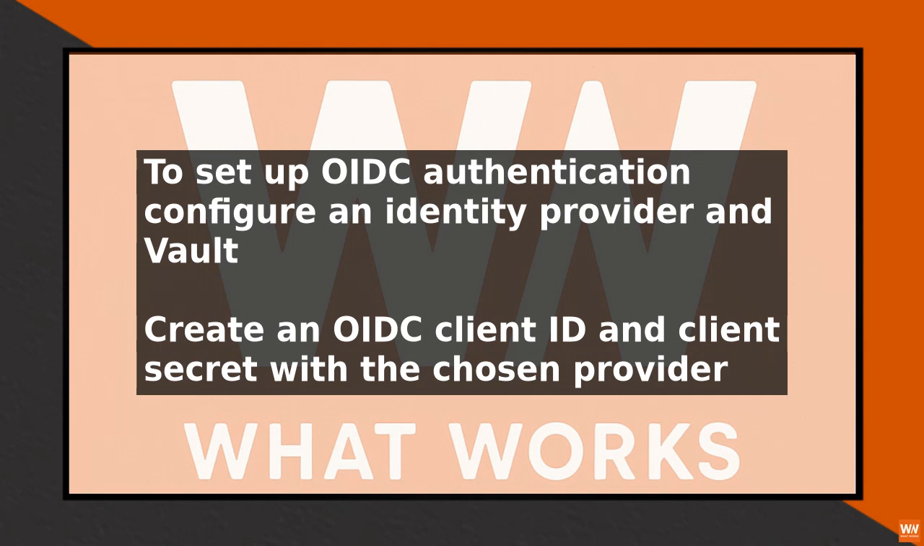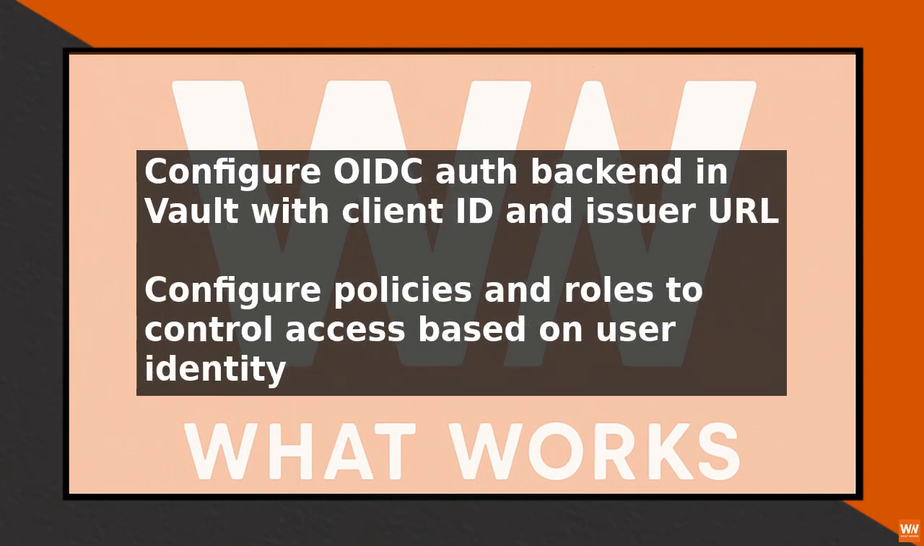Once you have configured the OIDC Auth backend, you can then configure policies and roles to control access to Vault based on user identity and group membership. Best practices for using OIDC authentication with Vault include using a secure connection, such as TLS, to protect user credentials, and regularly rotating client secrets to prevent unauthorized access.